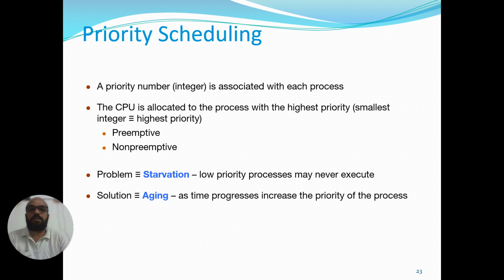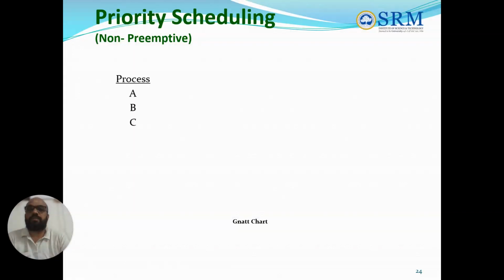The problem here is starvation. A low priority process may never get executed if there are many high priority processes. The solution is aging: as time progresses, it increases the priority of the process.